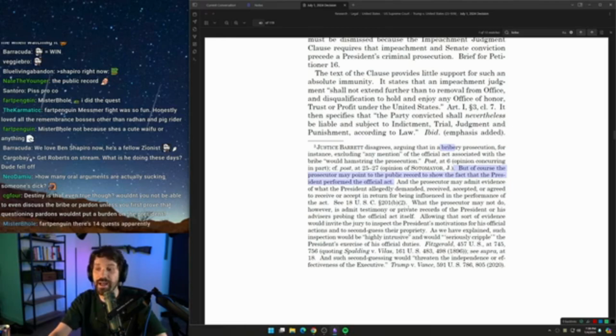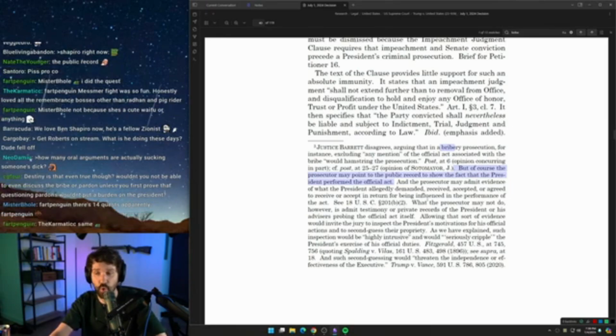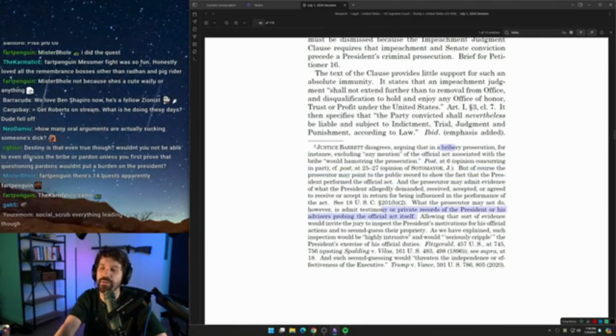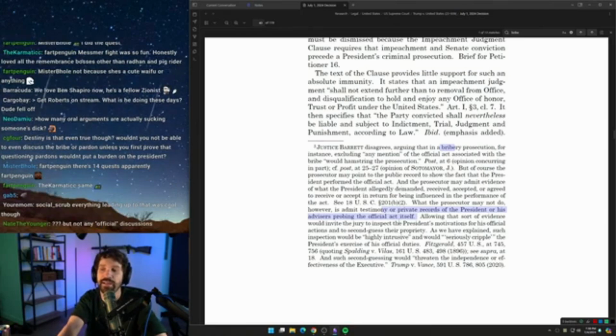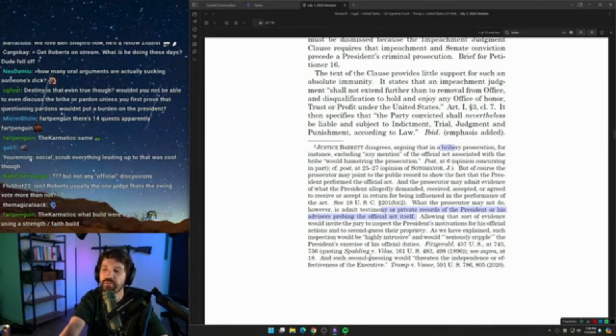What the prosecutor may not do, however, is admit testimony or private records of the president or his advisors probing the official act itself. Allowing that sort of evidence would invite the jury to inspect the president's motivations for his official action and to second-guess their propriety. As we have explained, such inspection would be highly intrusive and would seriously cripple the president's exercise of his official duties, and such second-guessing would threaten the independence or effectiveness of the executive.